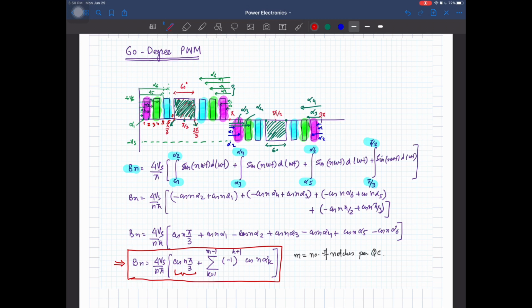Okay, so this has been used in a number of applications, in the motor drive applications, in the grid tied inverters, and later on in the upcoming lectures we will discuss those applications in detail.